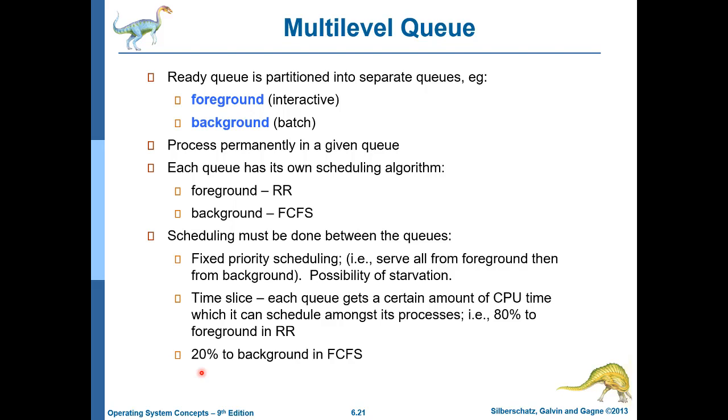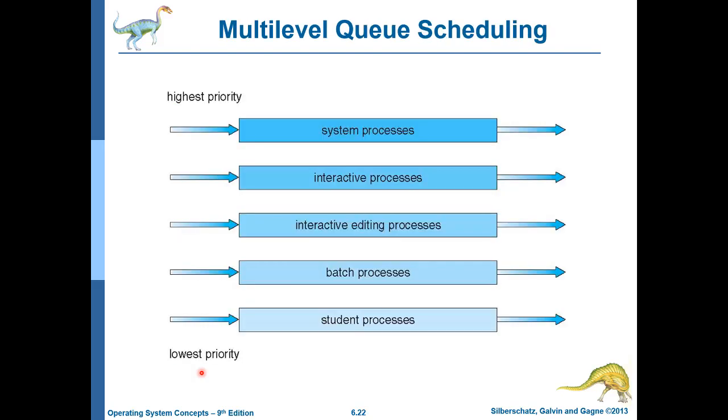In the algorithms before, we had only one queue. In multi-level queues we have different queues. An example is this multi-level queue scheduling. You can see here are 5 queues, and each queue has a set of processes according to their priority. For example, the system processes, which have the highest priority, go into the system processes queue.